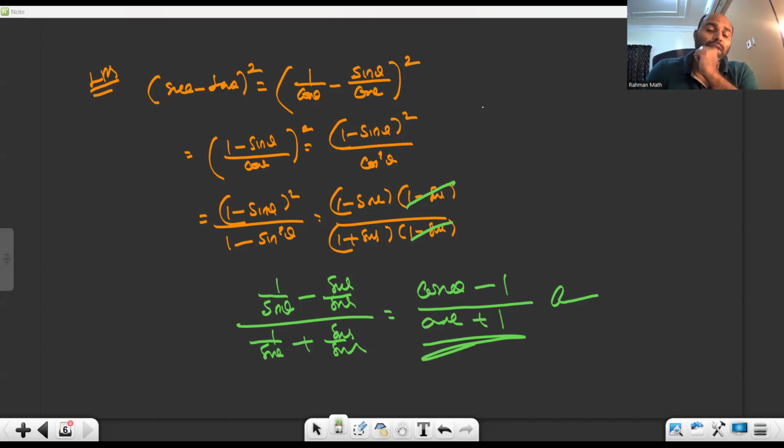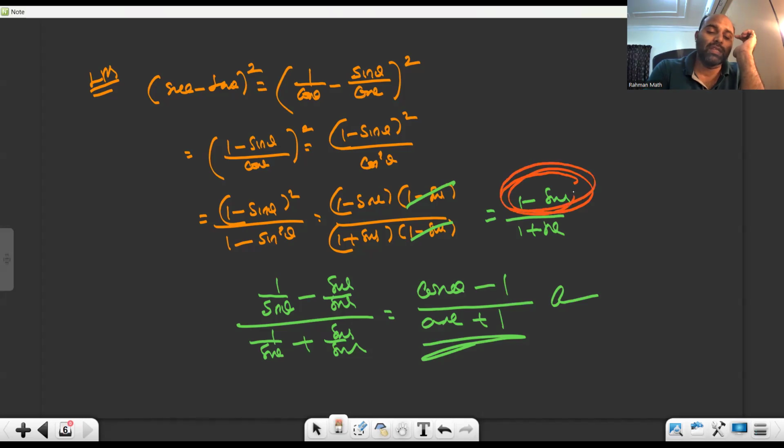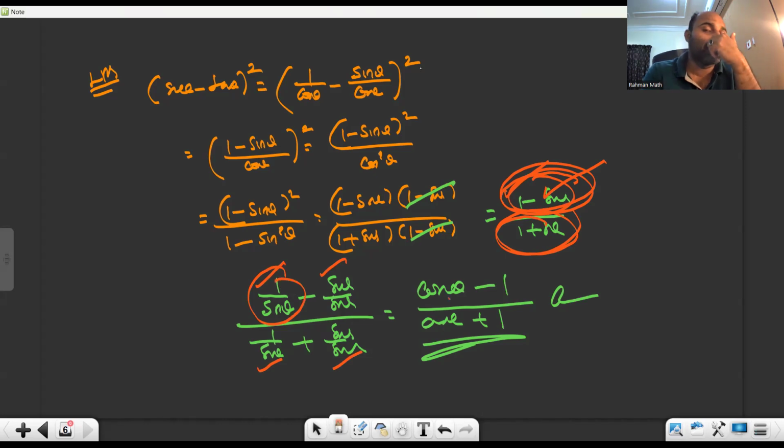The green part means you got the answer: 1 minus sine theta by 1 plus sine theta. But you want to get the answer in terms of cosec only. Sine you don't need. So that's why I divided both the numerator and denominator by sine theta. Here also I divided, here also I divided. So 1 by sine is cosec. Sine by sine is 1.